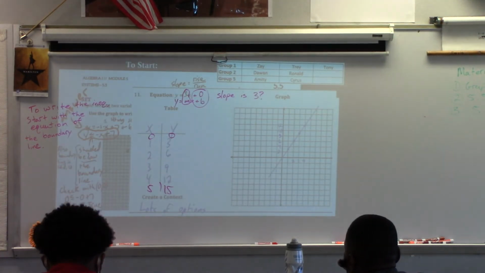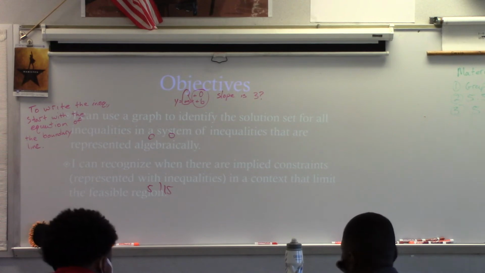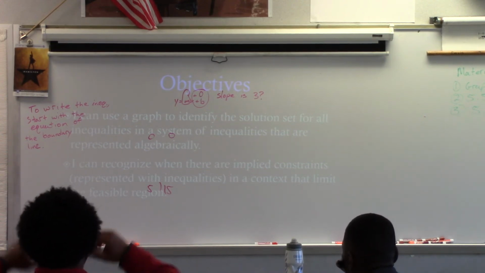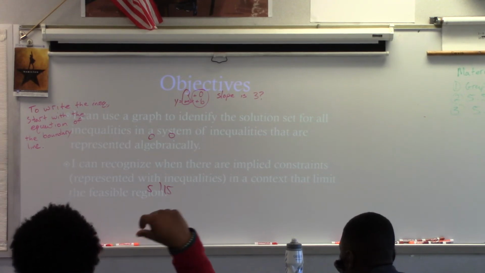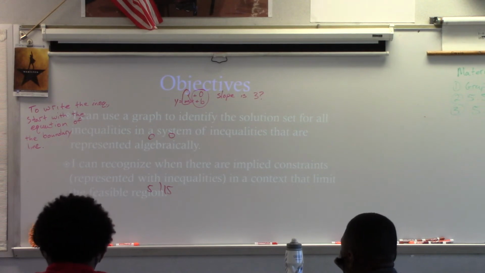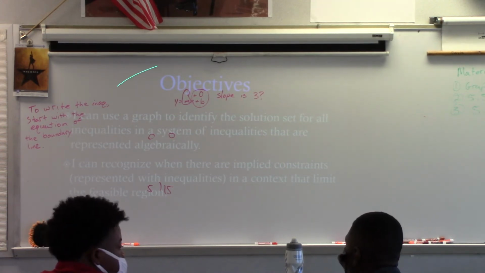So, we have to get going for today, but don't forget that's how we can go from the equation to tables and graphs. Let's look at our objectives, and we'll start with 5.5, all for one, one for all, or keep going from yesterday. We probably will only get to this first objective, so we won't worry about the second one right now. Who read objectives yesterday? CJ, can you read the objective for us today?